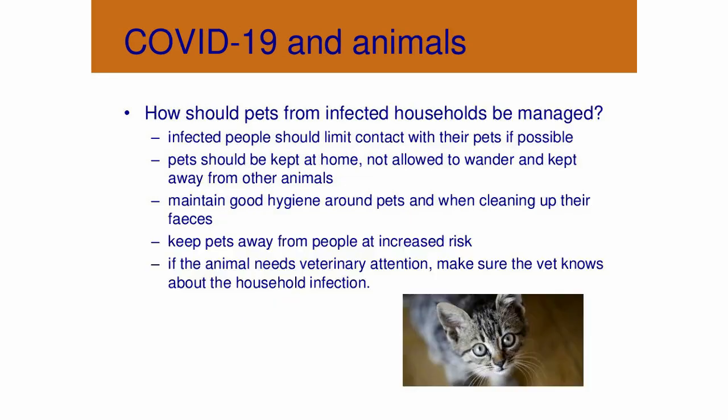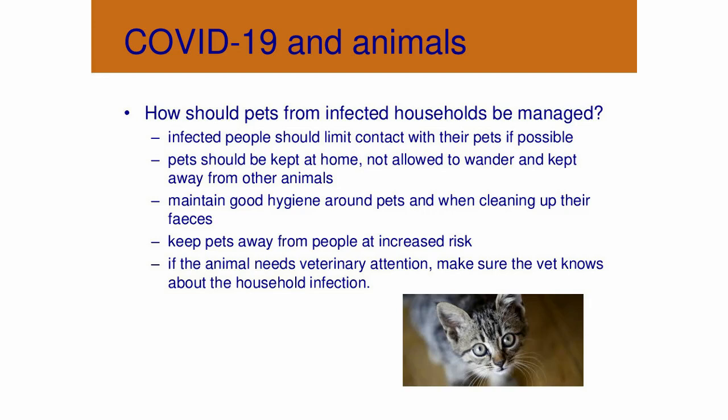So how should dogs and cats from households with infected people be managed? Well, Biosecurity Queensland is going to be developing resources on this issue. But at the moment, the main goal is to try and reduce the animal's contact with other people and other animals and other environments. So in an ideal world, infected people should limit contact with their pets if possible. However, this needs to be balanced against the role that pets play in providing companionship and reducing anxiety, especially when there's currently no evidence of pet to human transmission.